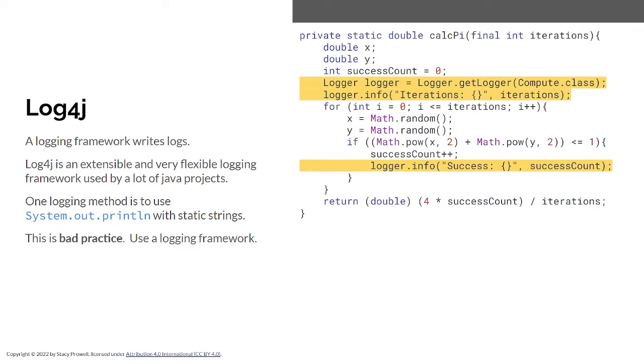So log4j is a very extensible and very flexible logging framework. It's used by all kinds of Java projects. Some people like to just populate their code with system out println with static strings. That's a bad practice. It's bad. If you need to change or modify that, you've got these printlns all over your code. It's messy. It's a problem. It's difficult to deal with, and it doesn't scale well.